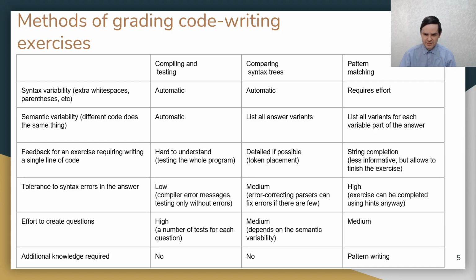Using pattern matching for the line of code allows taking into account both syntax and semantic variability with a moderate amount of effort. If the answer has several variable parts, they are entered separately, so the number of variants is additive, not multiplicative. The options for providing hints are limited to string completion hints, showing the first wrong character and correct ways to continue the answer after the wrong character. But they allow the student to complete the exercise and find the correct answer without the teacher's help. Pattern matching has the highest fault tolerance because it can show the student a way to the correct answer regardless of the number of errors in the original answer.